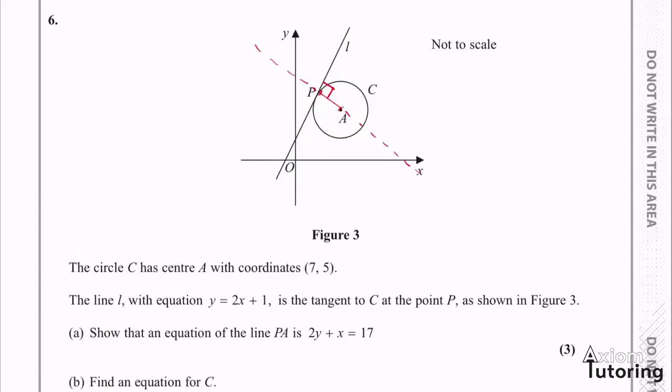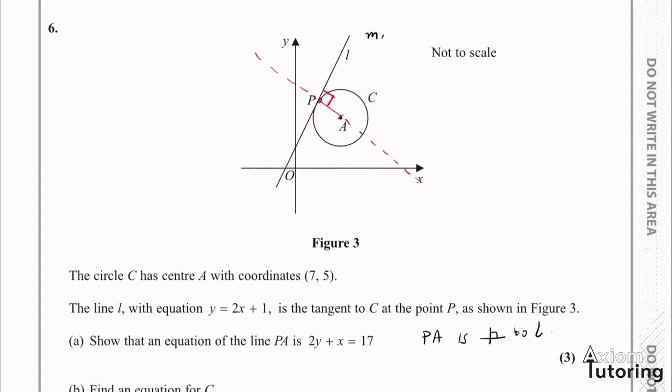So we know that PA is at a right angle to the line L. If that's the case, then if we find the gradient of our line L, let's call that M1, so that's the gradient of L, and then we also find the gradient of PA, let's call that M2. If PA and L are perpendicular, which we know they are, then the gradient M1 multiplied by M2 should be equal to -1. What's useful here is we now have a way of finding the gradient of the line PA. So let's start with that.